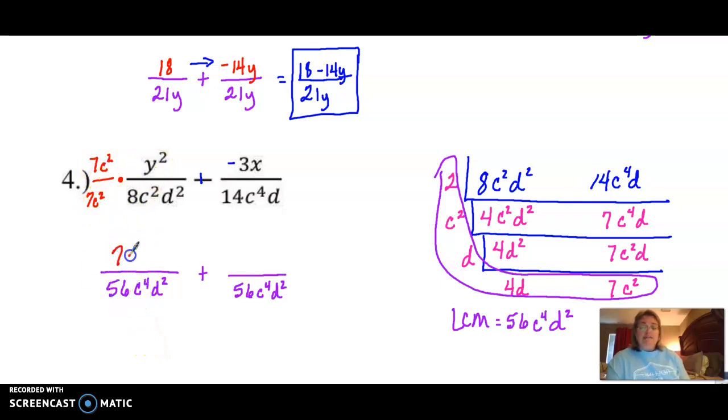So when I multiply, I get 7c squared y squared. On the right side, what do I need to multiply 14 by to get 56? I'm going to be multiplying by 4. And if you forget and you don't know what that's going to be, I just look over here and notice 7 times 2 is 14, so this is the only one I hadn't multiplied by, so that's what I've got to multiply by. My c's, I've already got enough c's. And d's, I only need one more d. So I'll be multiplying top and bottom by 4d. When I multiply, negative 3x times 4d gives me a negative 12dx.